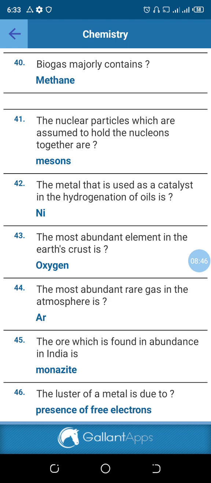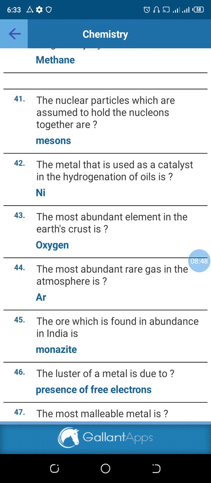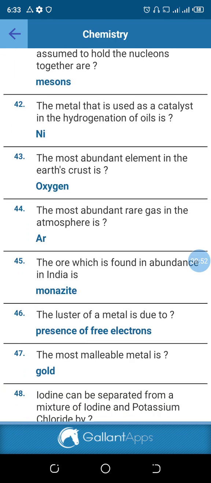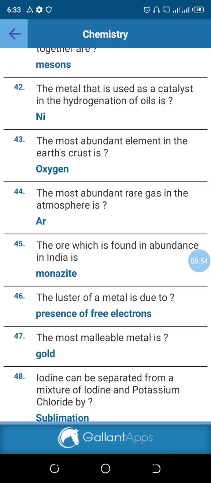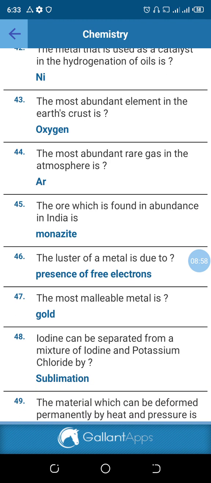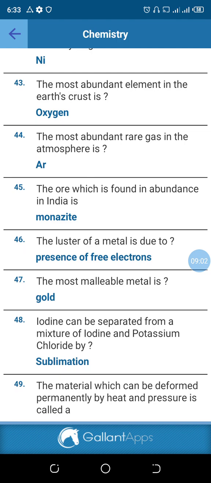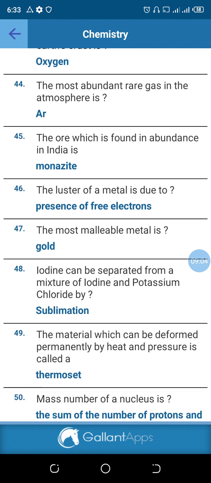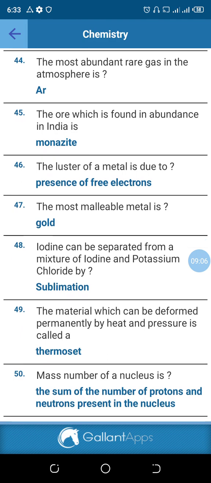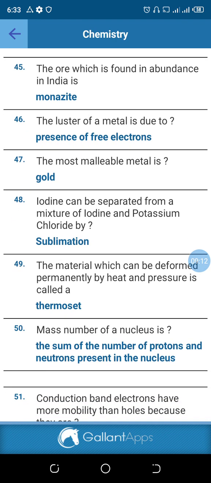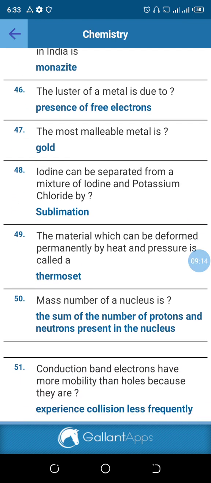Biogas majorly contains methane. The nuclear particles which are assumed to hold the nucleus together are mesons. The metal that is used as a catalyst in the hydrogenation of oils is Ni. Ni matlab nickel. The most abundant element in the earth's crust is oxygen. The most abundant rare gas in the atmosphere is argon. The ore which is found in abundance in India is monazite.